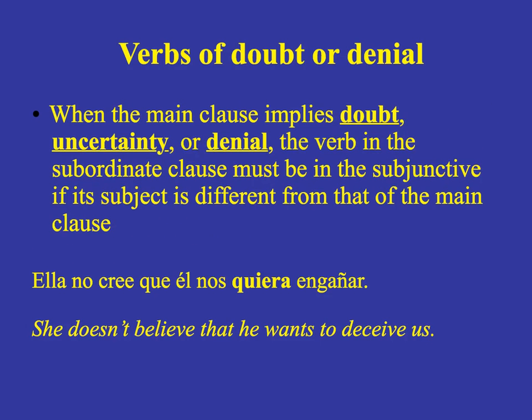Verbs of doubt and denial. When the main clause implies doubt, uncertainty, or denial, the verb in the subordinate clause, so that second clause, will be in the subjunctive if the subject is different from that of the main clause. Okay, she doesn't believe that he wants to deceive us. No crees is doubt or denial. We have our connector que, then we have our subjunctive clause.